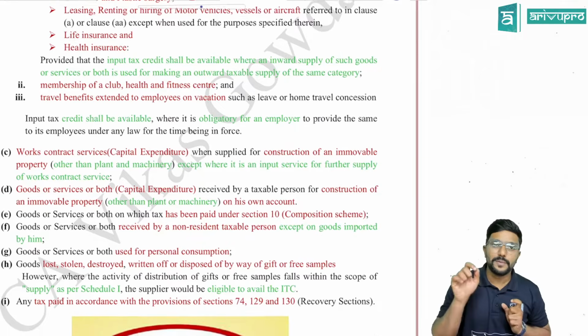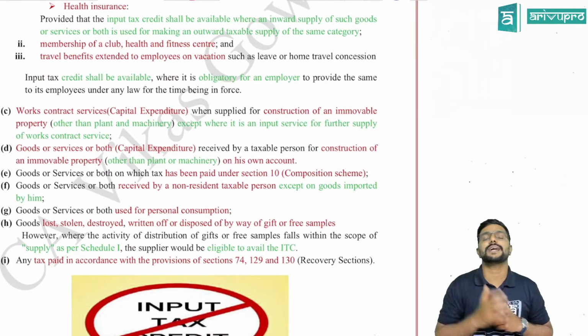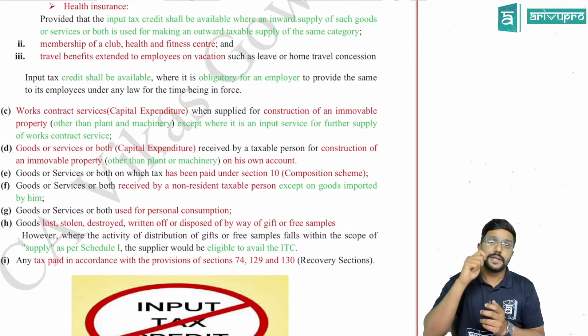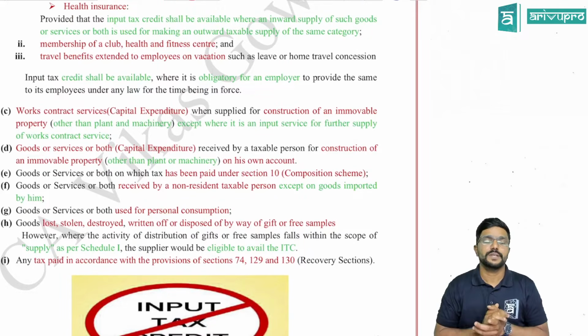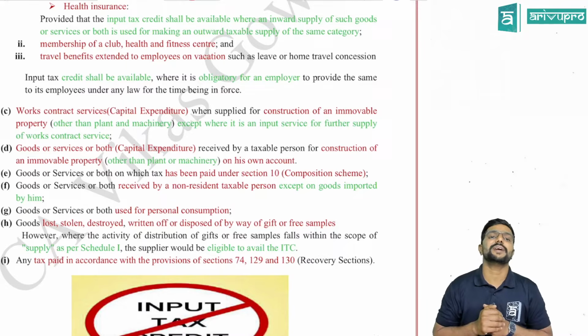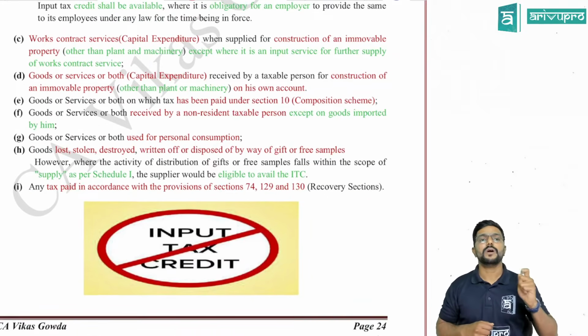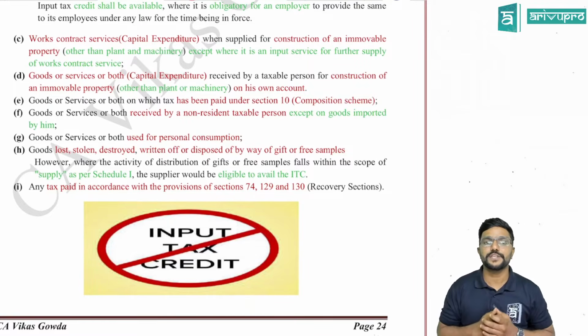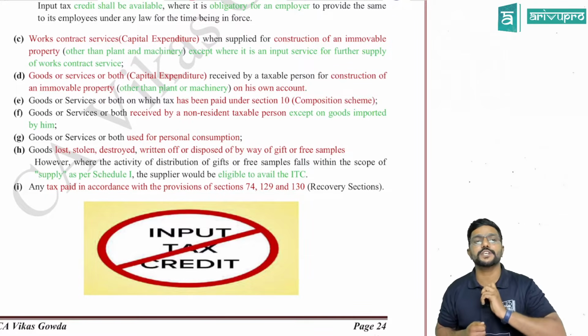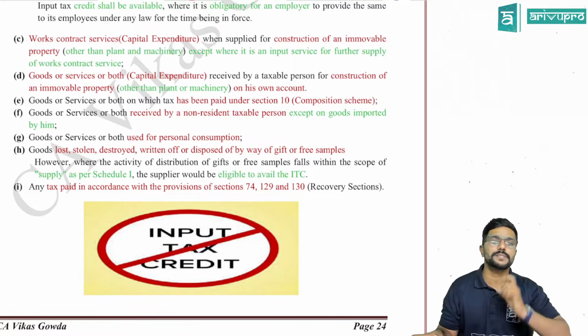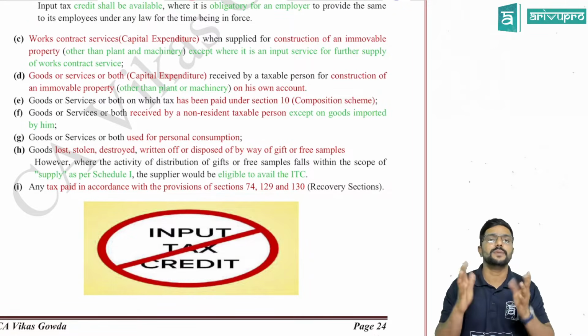But if it is an obligation for the employer to provide the transportation facility or extended transportation services for any employee under any act, then in that case, credit can be claimed by the employer. Then coming to the clause C, works contract services which is of capital nature, when supplied for construction of immobile property, the credit cannot be claimed. But if that immobile property is plant and machinery, then credit can be claimed.